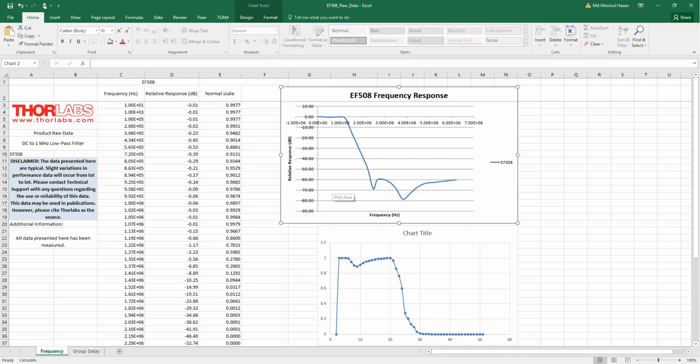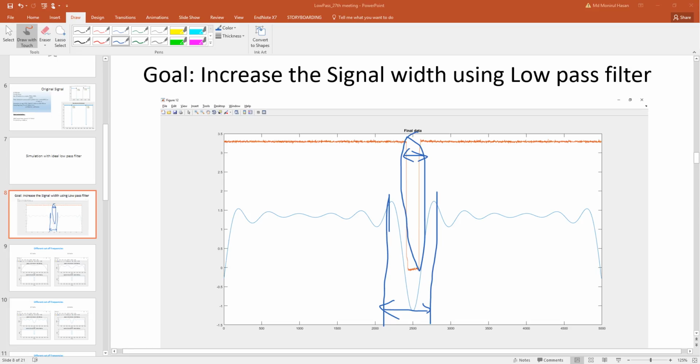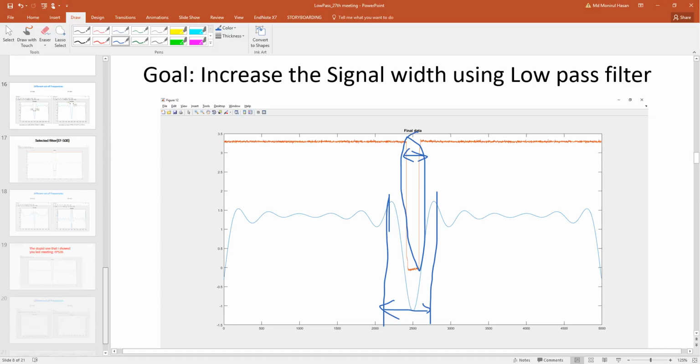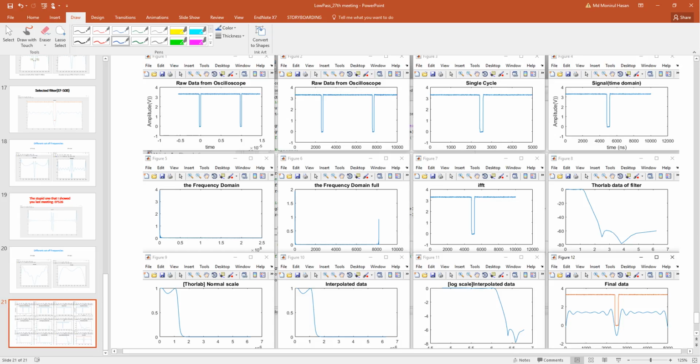We will use this frequency range to filter out some of the high frequency components, and if we remove the high frequency components, then our signal width will increase. That's the goal, and I will show how to do that in MATLAB. The steps that I will follow are here.